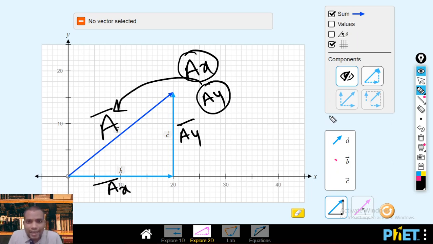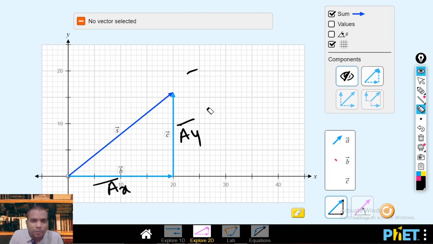To find ax and ay, our early knowledge of trigonometry is helpful. Suppose this is the vector a. Now here you are seeing a right triangle. Here you take the angle theta. Now if I write from this right triangle, what is the expression for cos theta?